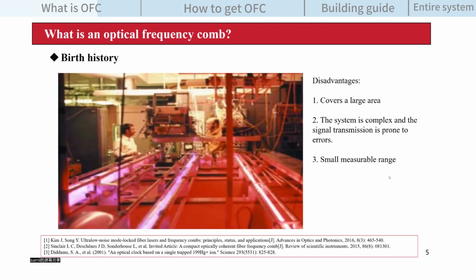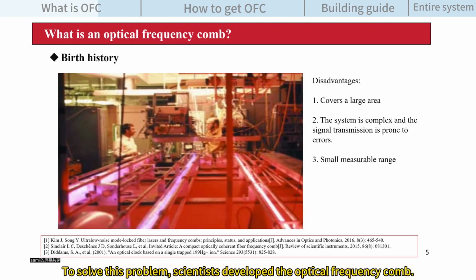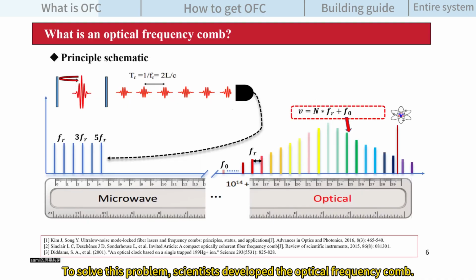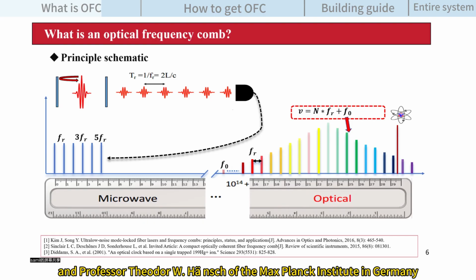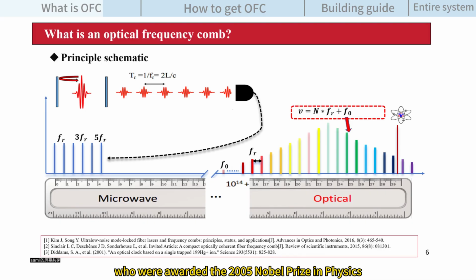And to solve this problem, scientists developed the optical frequency comb. Allow me to introduce two great physicists, Professor John Hall of NIST and Professor Theodor W. Hänsch from the Max Planck Institute in Germany, who were awarded the 2005 Nobel Prize in Physics for their contribution to the measurement of light frequency.